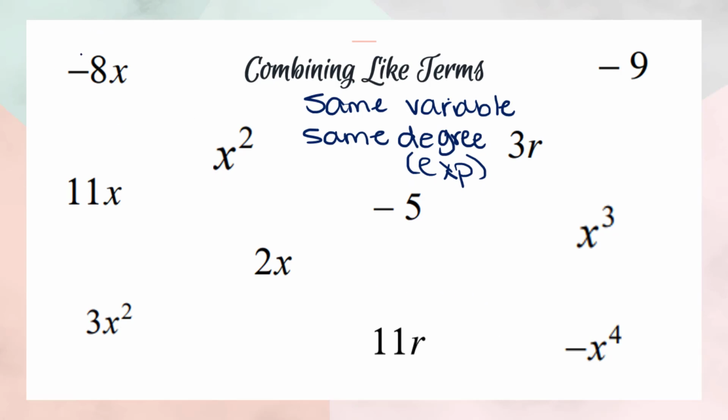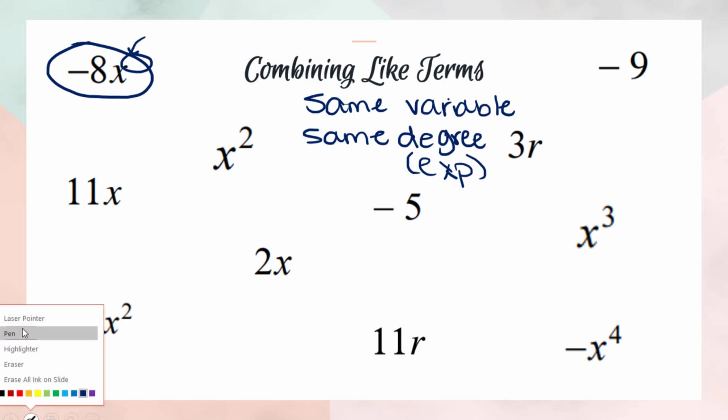I'm going to start in the top left here. I'm going to circle everything that is a like term to negative 8x. So I'm looking for other things that have the same variable x and also the same degree. The degree on this is the exponent. I don't see an exponent in this spot. So the exponent on this one is just 1 because it's invisible.